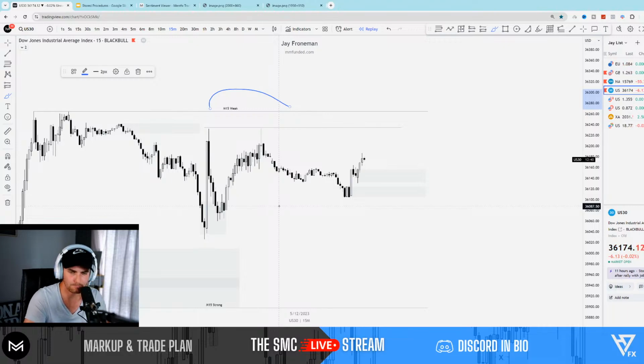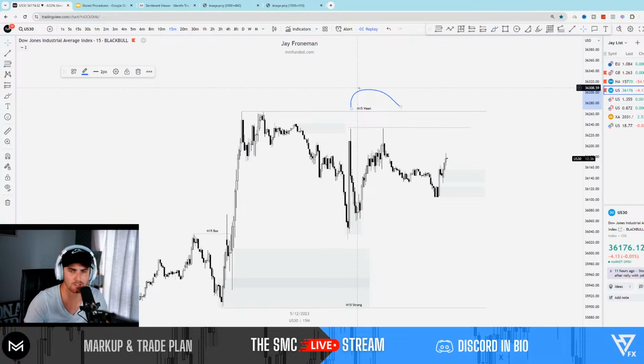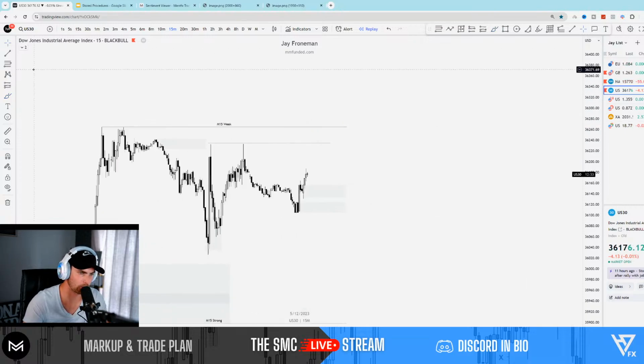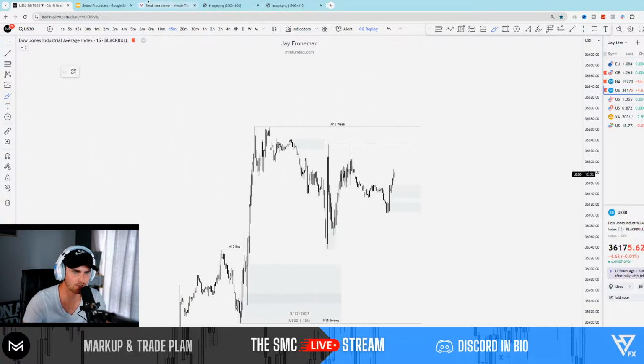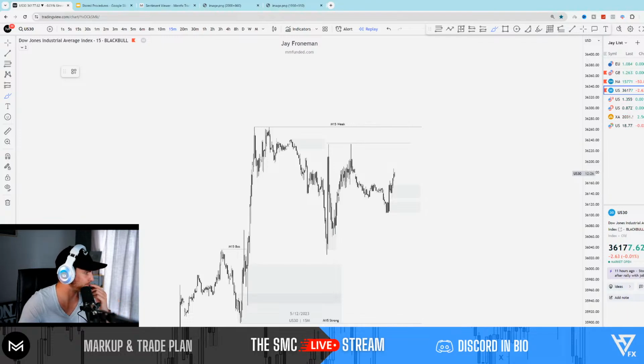Okay. So that would be my potential trade plan going into session today on US30. Yeah, just to stay on those phase A longs to target the overall swing weak highs and the internal weak highs.